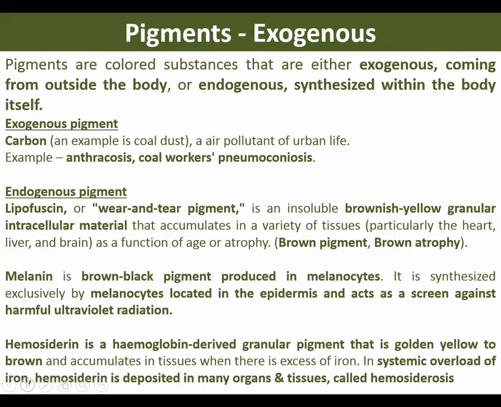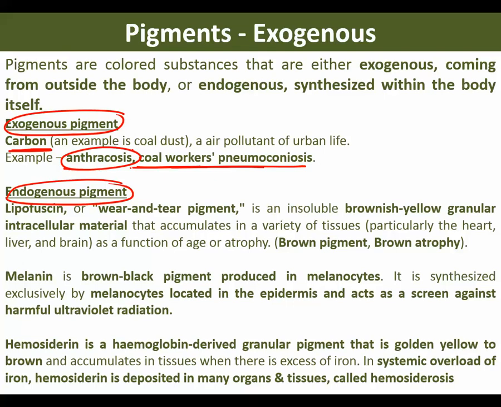So now coming to the pigments. The pigments can be deposited into the cell, into the organ from outside, or the pigments are formed inside. If it is from the outside, we call it exogenous pigment. If it is from the body, it is called endogenous pigment. Example, the dust, the coal, the carbon pigment gets into the lung. That is called anthracosis, and if it is more severe in coal mine workers, it is called coal workers pneumoconiosis.